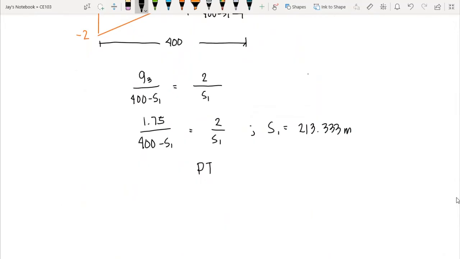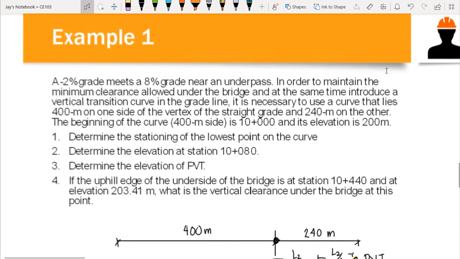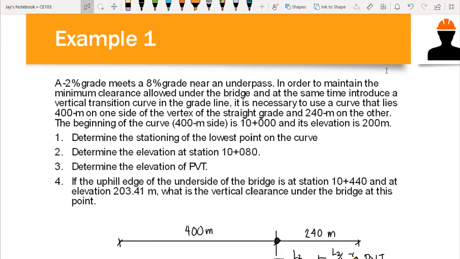But since the question asks for the station of the lowest point, we add the station of PVC. So we have the station of the lowest point, which is the station of PVC plus S1, in which we have 10,000 plus 213.333. That means we have here 10,213.333, or that is 10 plus 213.333. So this is now our answer. Again, this is the station of the location of our lowest point. Now for the second question, we determine the elevation at station 10 plus 080.